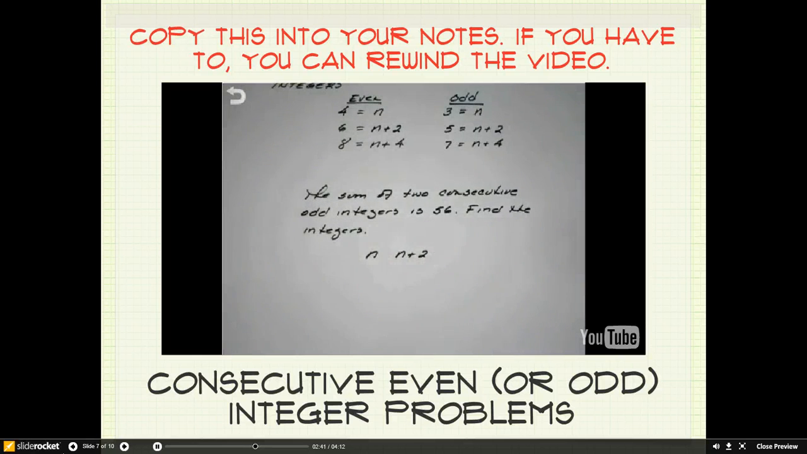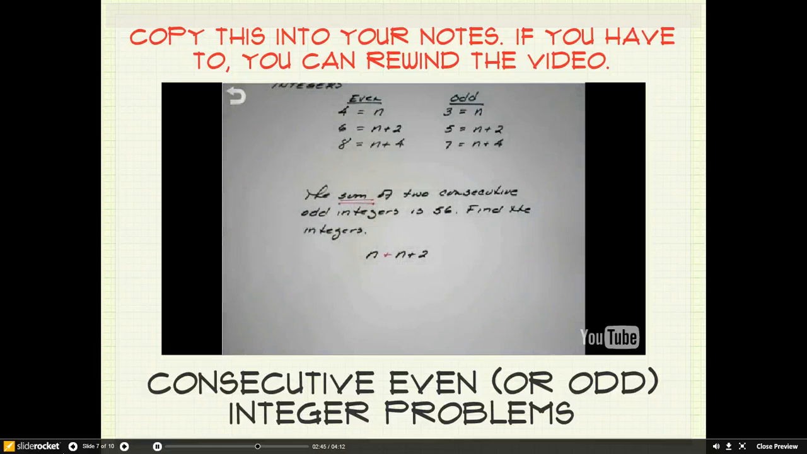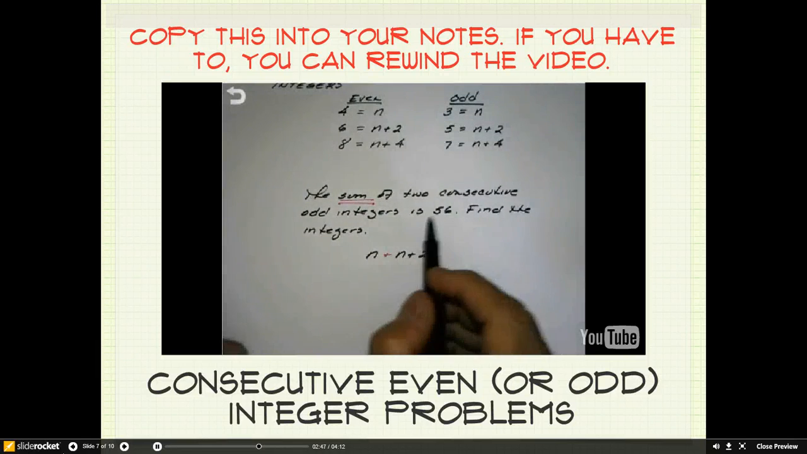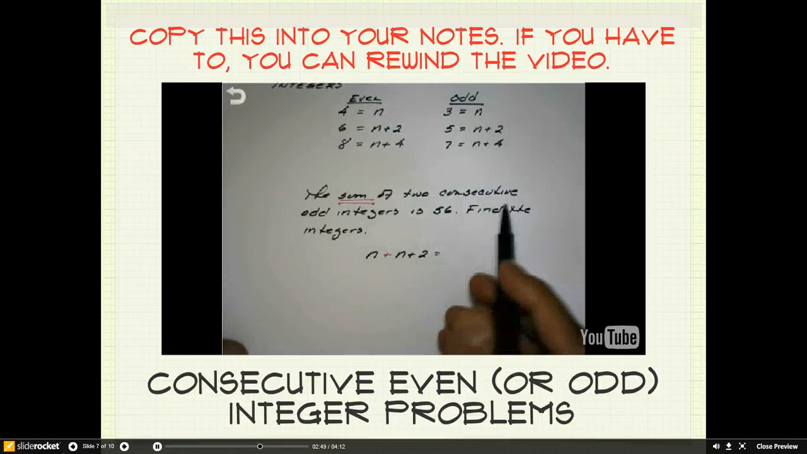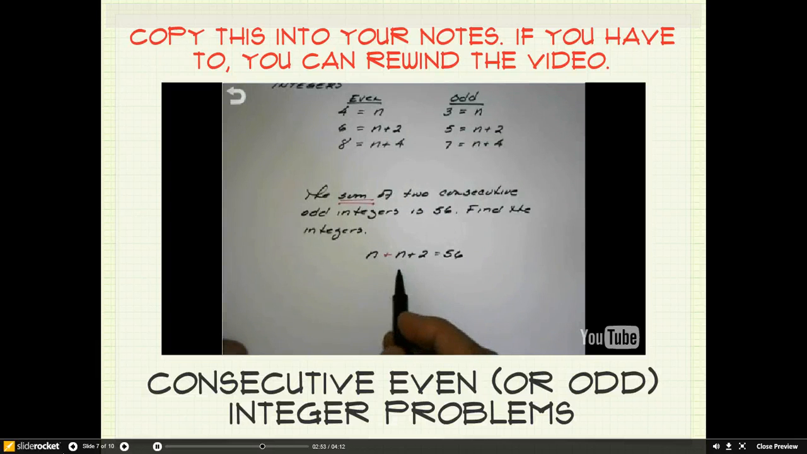Now, since we are talking about sum, I'm going to add these, and I know that the sum is equal to 56. I've got n plus n, so n plus n is equal to 2n, plus 2 equals 56. Let's subtract 2 from both sides. 2n plus 2 minus 2, those cancel, and I bring down the 2n, is equal to 54.